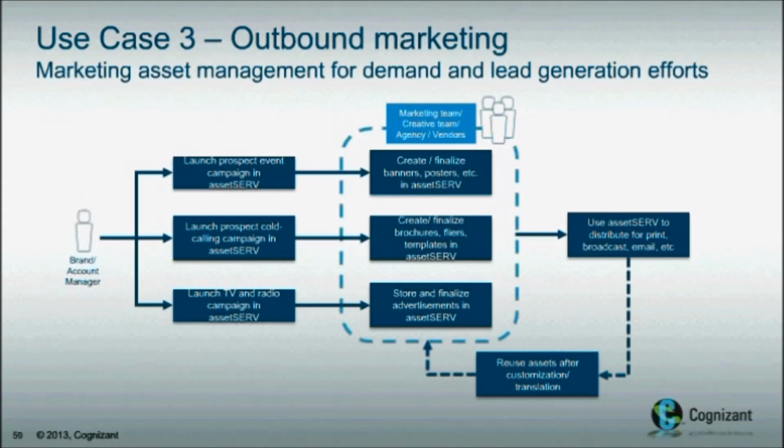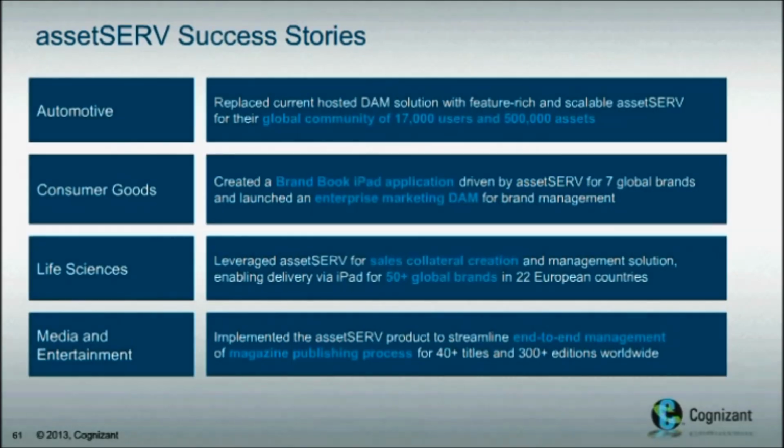Lastly, okay, so now I've got the use cases. I understand. Now, give me an idea of a couple of places where you've implemented this today. Customers that you have on, it's not vaporware, right? Well, the answer is very simply no. It's not vaporware. We have customers in the automotive sector, one in particular, that we have 17,000 users and 500,000 assets. We have consumer goods customers where we're doing brand books and brand management, life sciences customers where they're having sales collateral creation, that closed-loop marketing. And then media and entertainment customers where we're helping them with their publication of magazines worldwide.